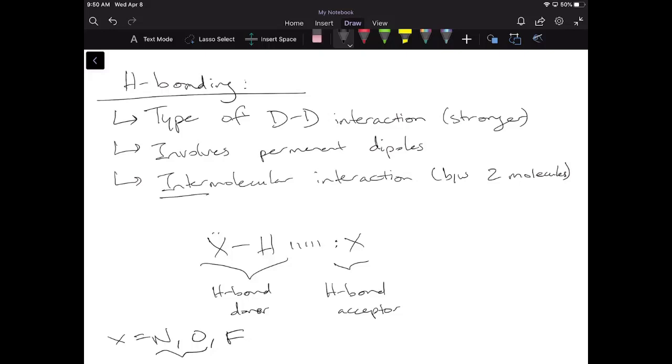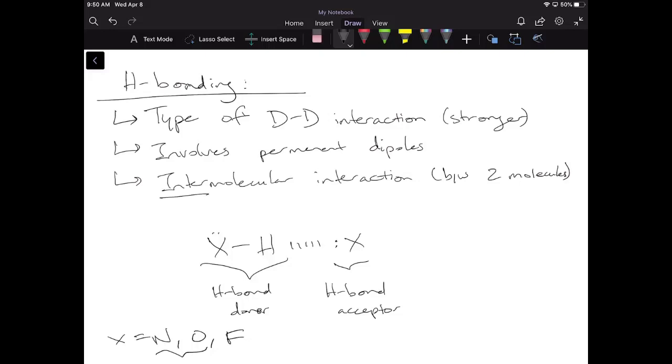Then you need a different molecule that also has an electronegative group. This one has lone pairs, and it's going to have electron density to donate to the hydrogen. That delta minus on the electronegative atom over here, we call the H bond acceptor.